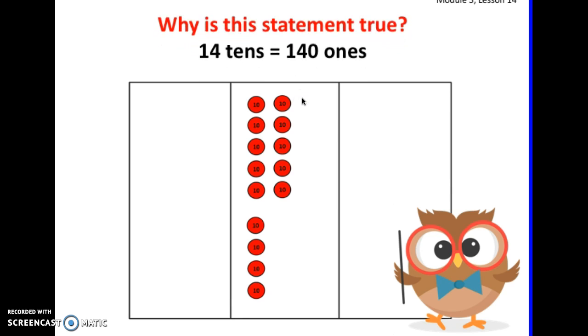Look at this one. 14 tens equals 140 ones. Is that true? You're right, it is true. The reason it's true is because if we unbundled all of these tens, we would have 140 ones. Each 10 has 10 ones, and if we add all that up, that equals 140 ones. You are doing an amazing job. Okay, clear your board. We're going to get to another one.